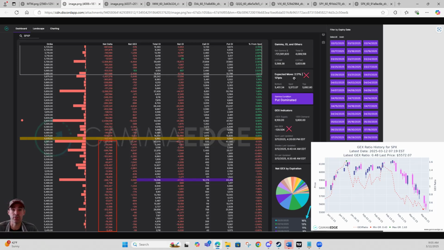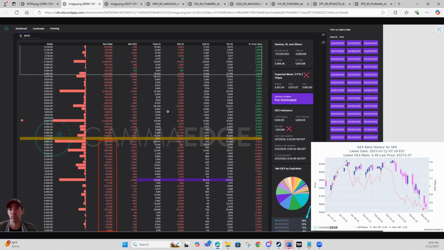Expected move today is extremely elevated, so make sure you're watching that. With this put dominated or put gamma environment, obviously increased volatility. So just make sure you're managing risk appropriately. Smaller size, shorter time frame, and if you do not see any setup or don't feel comfortable, cash definitely is a great position until we get into a regime change to where it would be call dominated.